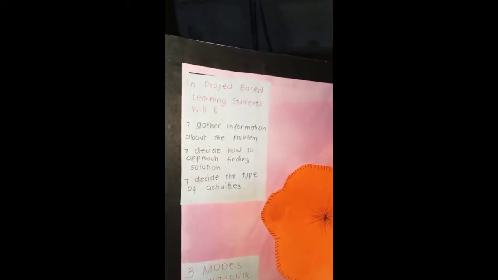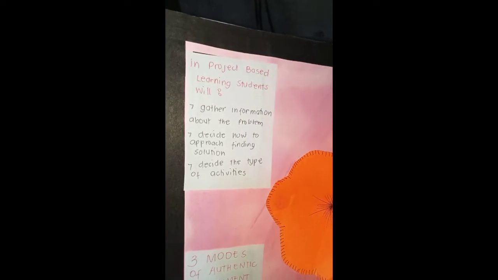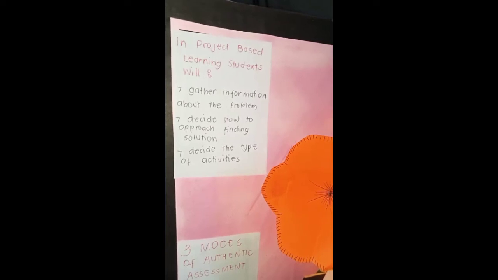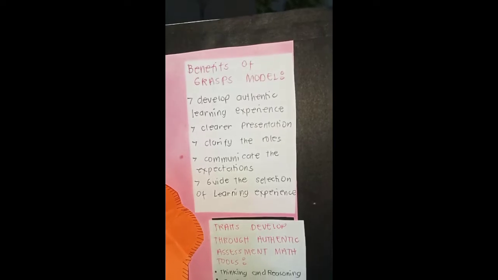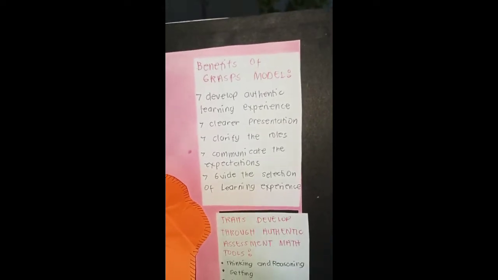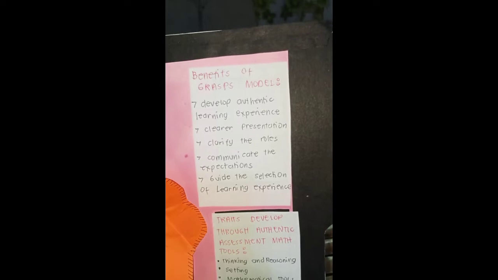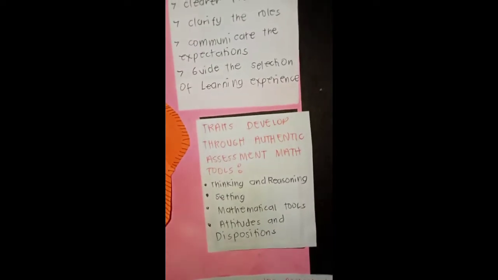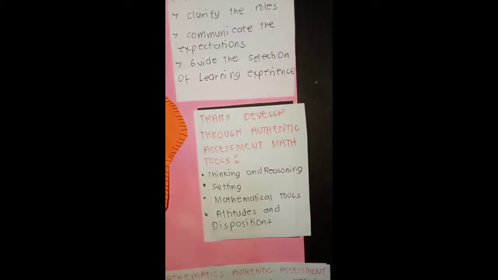All about authentic assessment. In project-based learning, students will gather information about the problem, decide how to approach finding a solution, and decide the type of activities. The benefits of the GRASP model: develop authentic learning experience, clear presentation, clarify the roles, communicate the expectation, and guide the selection of learning experience. Traits developed through authentic assessment: math tools, thinking and reasoning, setting, mathematical tools, attitudes, and dispositions.